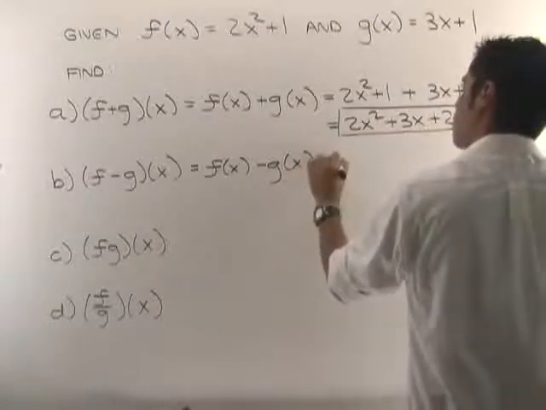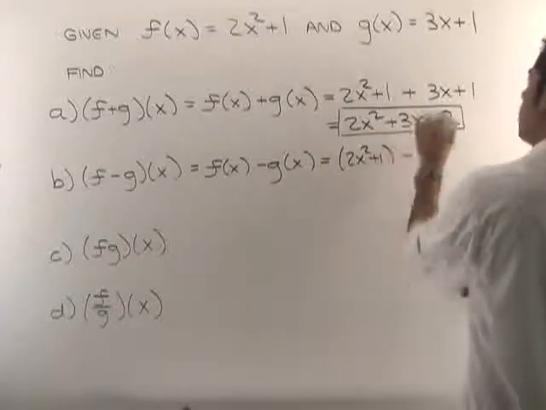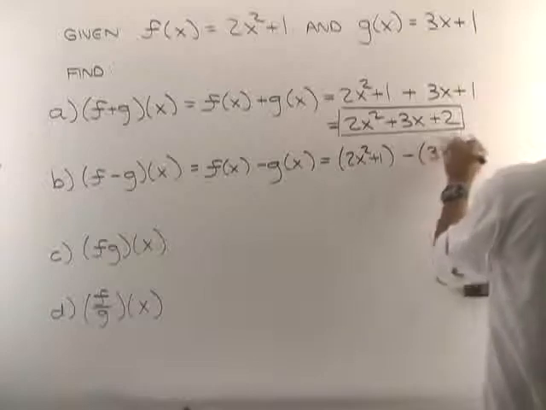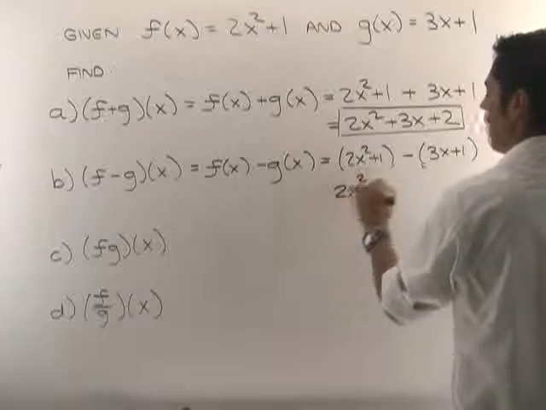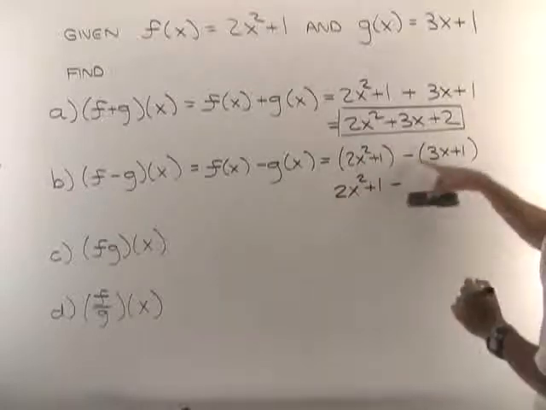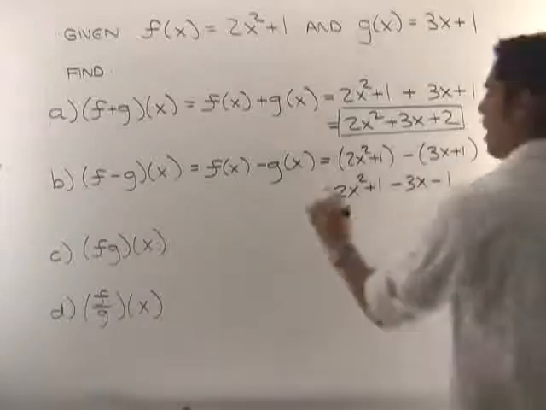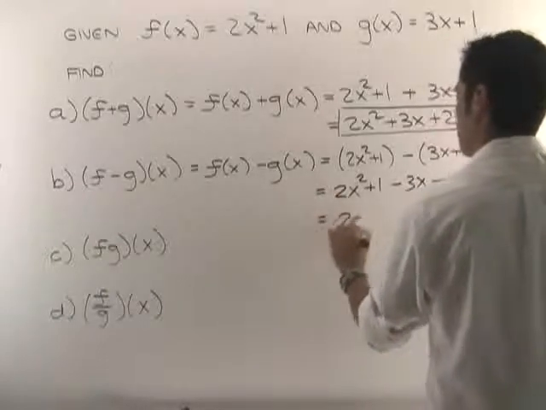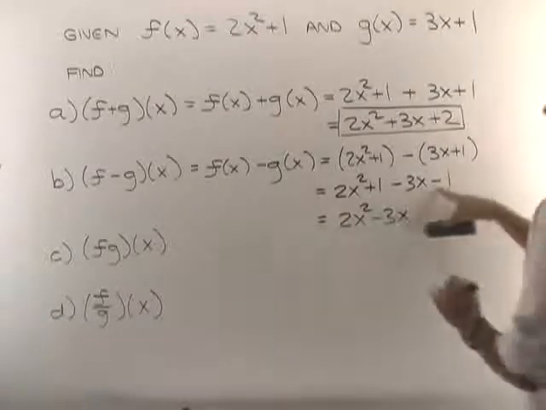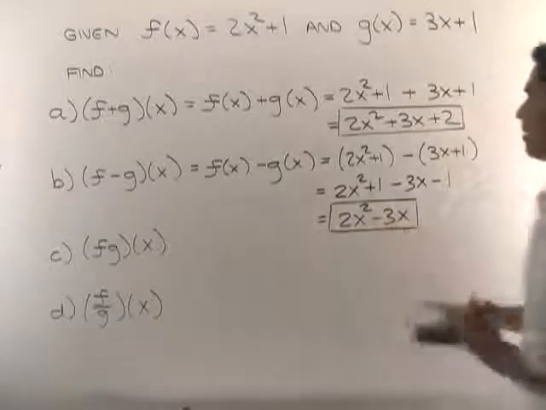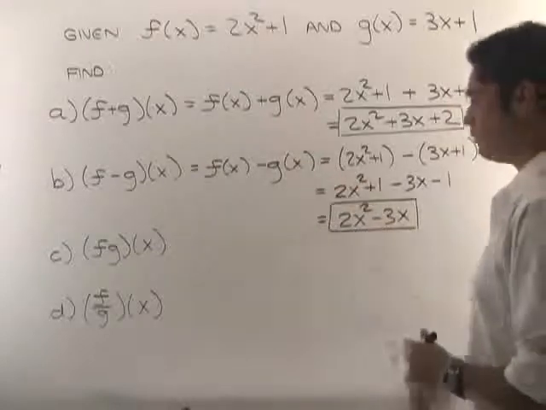So what I'll do is I'll stress that by writing 2x squared plus 1, that's our f, minus our g of x, which is 3x plus 1. Now, we don't need the parentheses here. I just did that to stress the fact that that's f. But here, the minus is going to distribute, become negative 3x, and then minus 1. And now what we do is we collect the like terms again. We have 2x squared, we have minus 3x, and then we have 1 minus 1, which is 0. So that's going to be the difference of those two functions. And again, if we wanted to plug in a number, we just plug it into this.